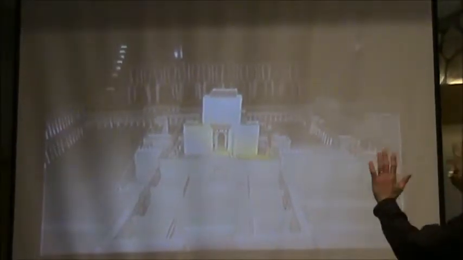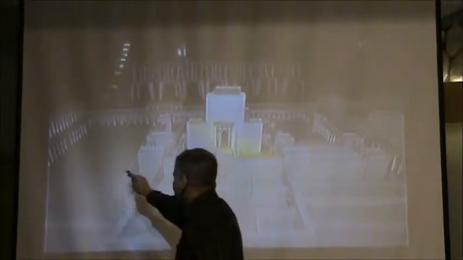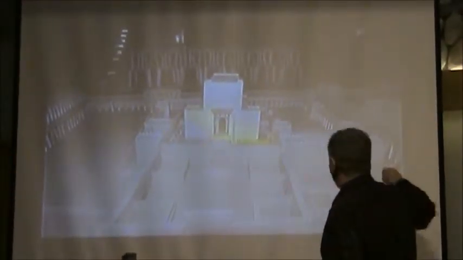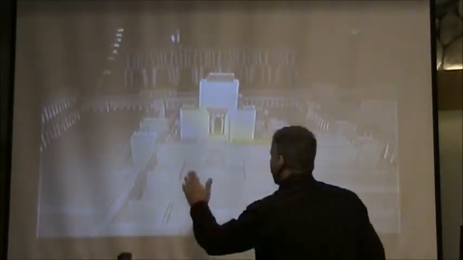We're looking at it from the Mount of Olives. This is the court of the Gentiles. This is Solomon's colonnade where the Sanhedrin met. The early church met there. All the way around, there's a colonnade going all the way around there. They would meet in that or down in here. And then this would be the temple.